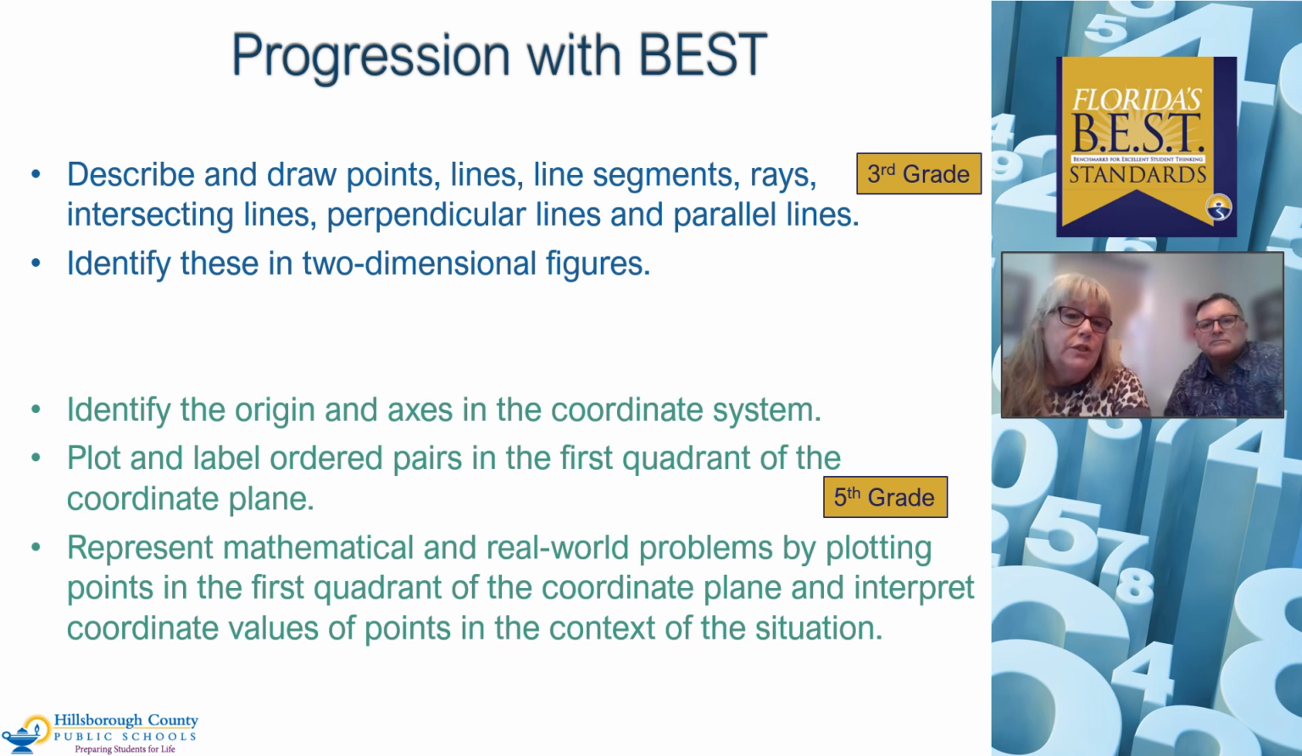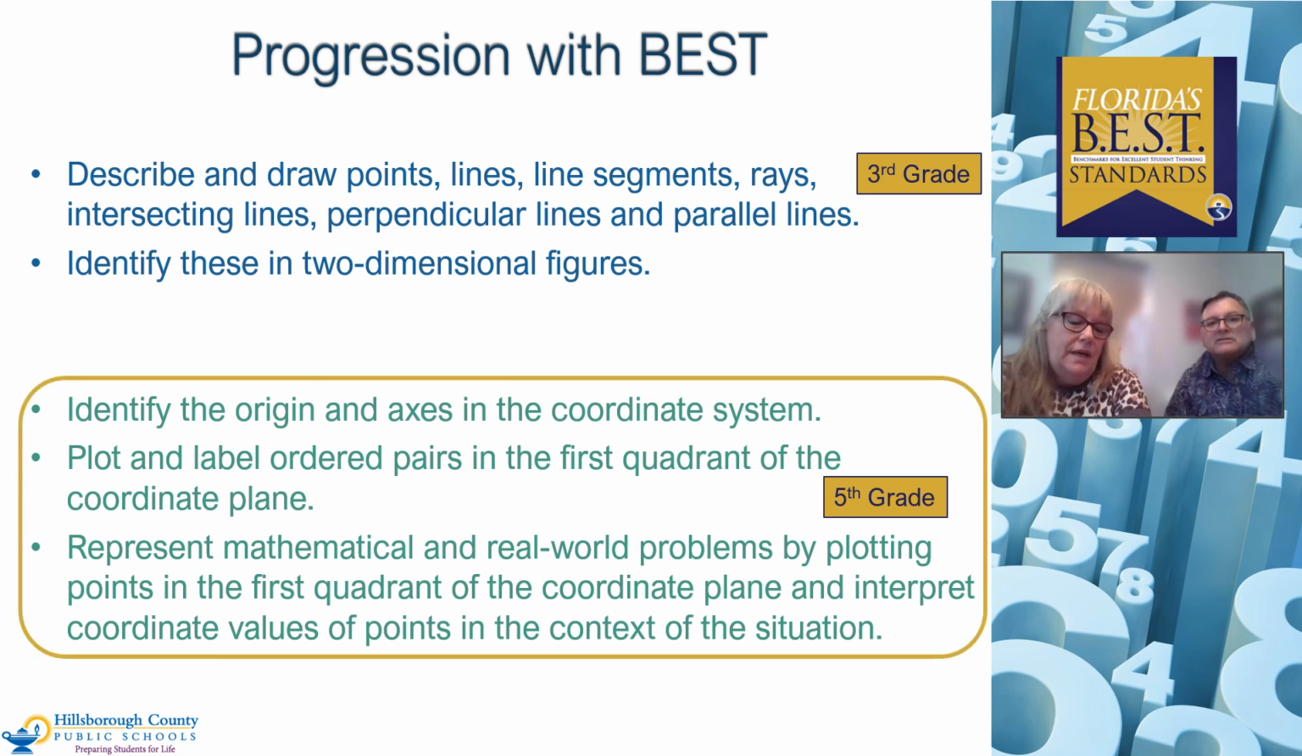Here we have the progression with VEST, and you can see on the slide it jumps from 3rd to 5th grade. Sure does. I don't see anything in grade 4. But I want you to consider what you've done with number lines, because on a coordinate grid, the X and Y axis are basically a horizontal and a vertical number line that intersect at point 0, which is on both of those. Origin. So there are connections to geometric figures. All right. We're going to be focusing today on the 5th grade benchmarks.